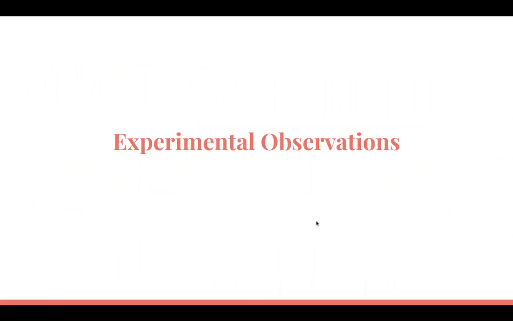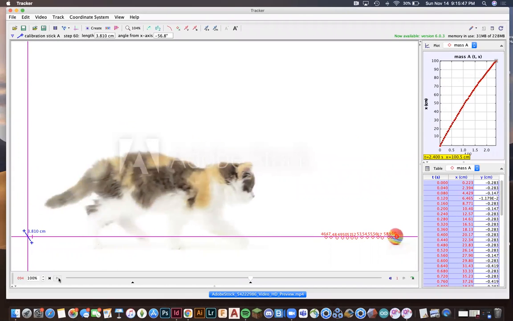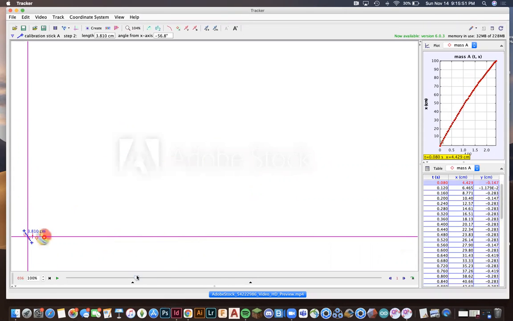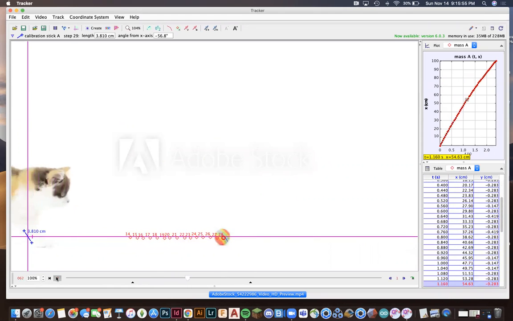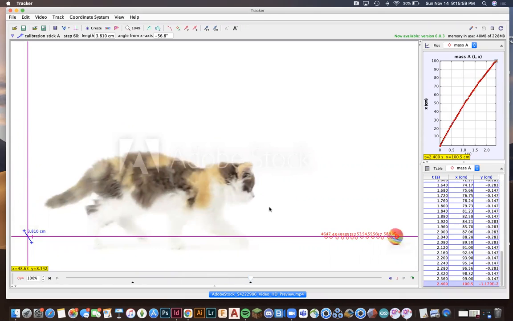So for my experimental observations, I did this video of a cat chasing a cat toy, and I measured the position versus time of the cat chasing the cat toy, and I did the position versus time of specifically the cat toy.